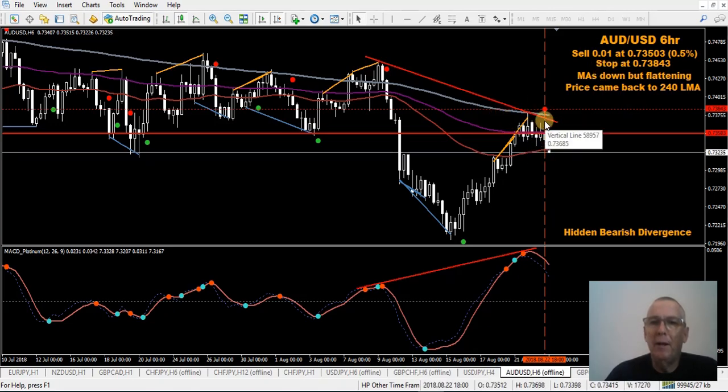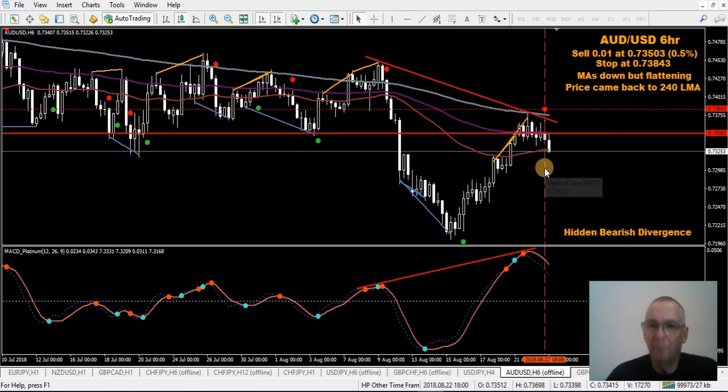It's a downtrend, the MAs, even though they're flat, but there is good hidden bearish divergence there. You can see the red trend lines, and it's gone nicely already in my favour since I posted the trade. The MACD is a long way above the zero level. Price has hit the 240, so it's all looking pretty good. So it's a Aussie USD 6 hour.